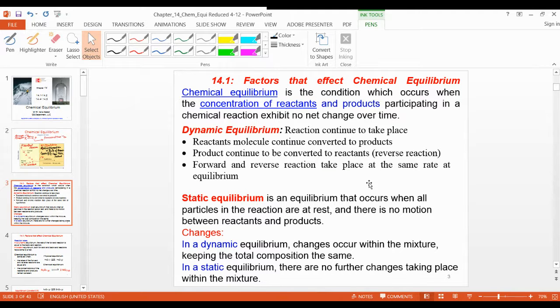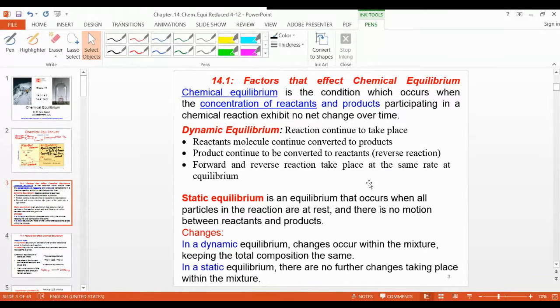Static equilibrium, nothing happens. There is no change of the reactant, no change of the product, no motion between the molecules. It is an equilibrium that occurs when all the particles in the reactant are at rest. No movement. And there is no motion between reactant and the product. That is static equilibrium.